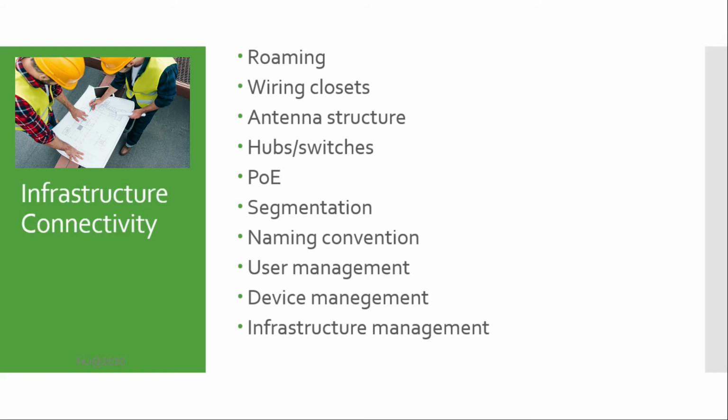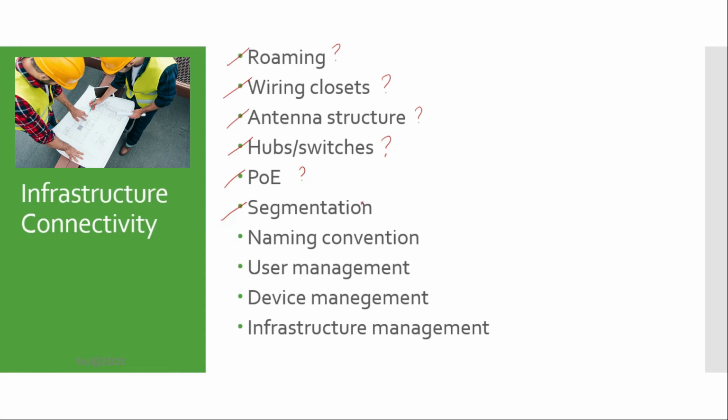Infrastructure connectivity. The following are important to ensure the desired infrastructure connectivity. For example, is roaming required? Where are the wiring closets located? How about antenna structure, is it heavyweight? Will the access points be connected with hubs or switches? How will the access points be powered?